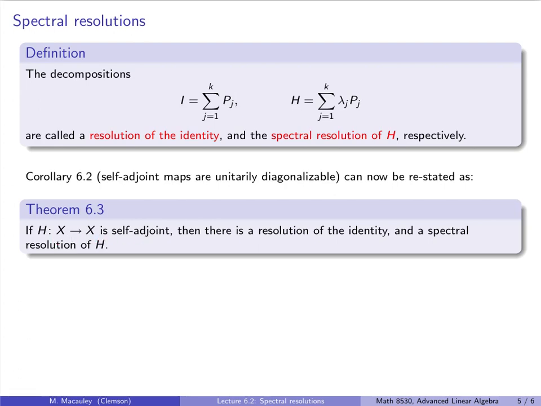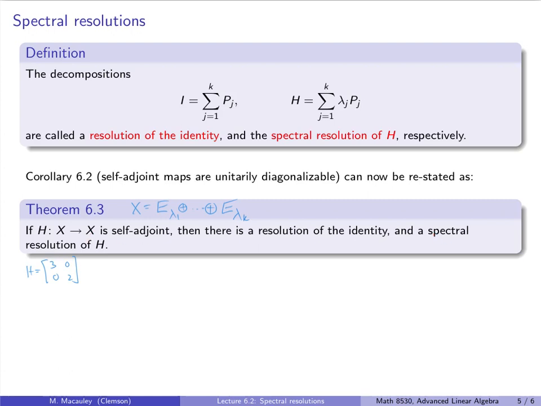If H is a self-adjoint linear map, then there is a resolution of the identity and a spectral resolution of H. Again, all of this follows because H can be written as E lambda 1 direct sum up to lambda k. So P1 up to Pk project onto these things. Now I want to do an example of this because I really think it helps to motivate how we should be thinking about a result like this.